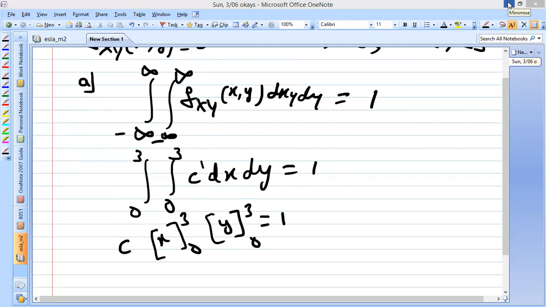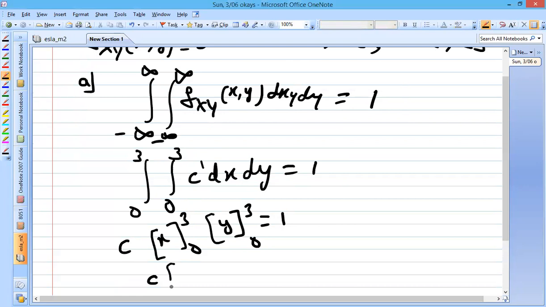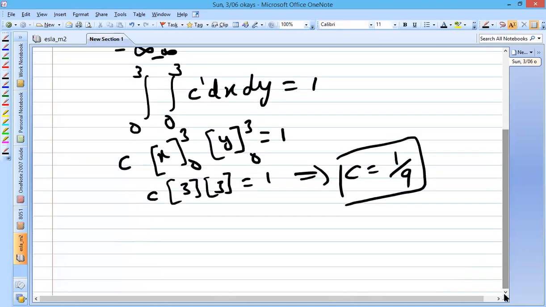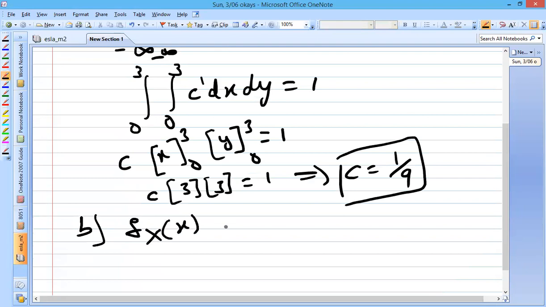Substituting, you can see that c into (3 minus 0) is 3, and (3 minus 0) is 3, which is equal to 1, which implies that c is equal to 1 by 9. This is the answer for the first part. After this, next we'll go for the next part. In the second part, we are asked to calculate the marginal PDF f_X(x) as well as f_Y(y).